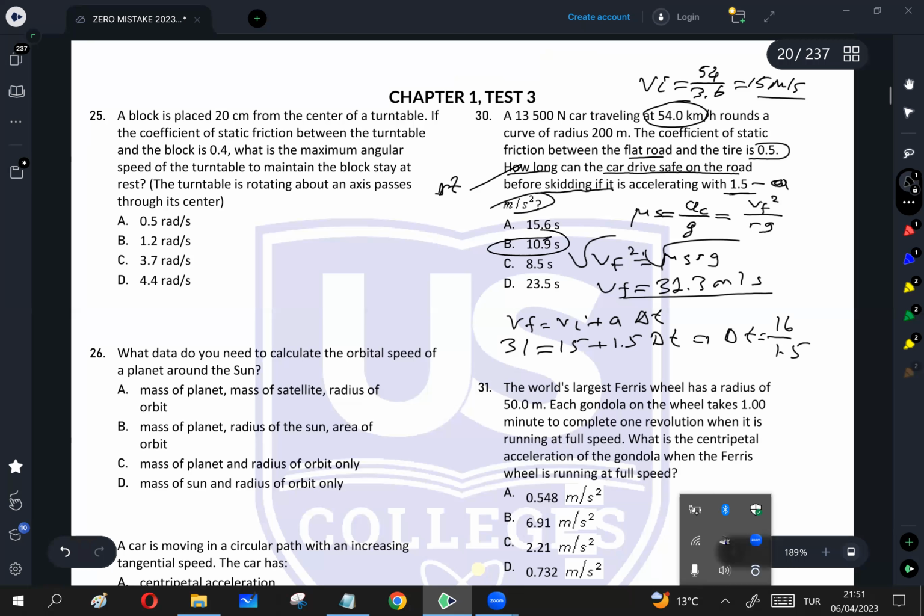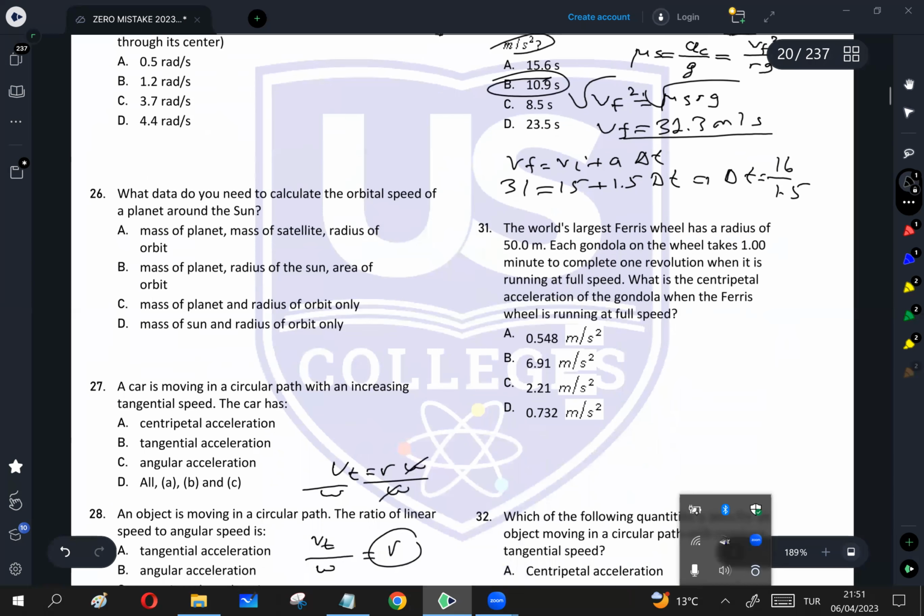10.9. Yeah, almost 10.9 is the correct answer. Question 31: The world's largest Ferris wheel has a radius of 15 meters. Each gondola, I mean cabin, on the wheel takes 1 minute, 60 seconds, delta t, to complete one revolution, which is 6.28. When it is running at full speed, what is the centripetal acceleration of the gondola, a_c?